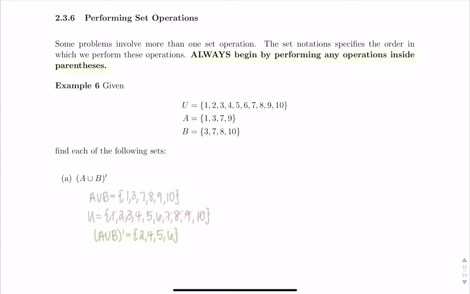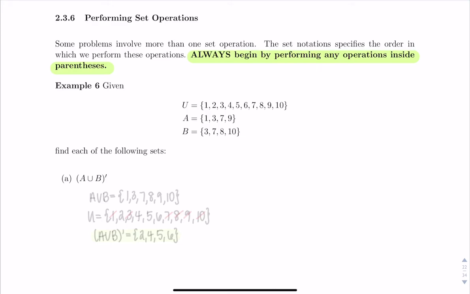So some problems involve more than one set operation. The set notation specifies the order in which we perform these operations. You want to always begin by performing any operations inside the parentheses. So we're still kind of using PEMDAS in a sense. Given that U is 1 through 10, A is {1, 3, 7, 9}, and B is {3, 7, 8, 10}, we want to find each of the following sets. So we've got A union B, and then we want to find the complement of it.